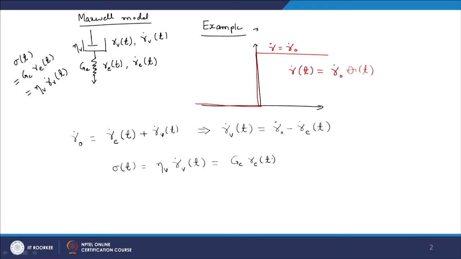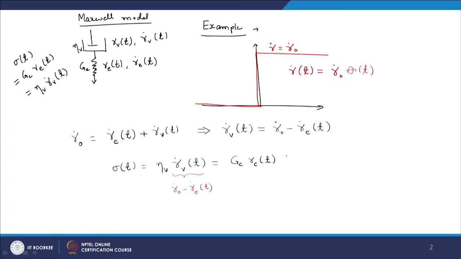Now, for reasons that will become obvious in a moment, we are choosing to write this in terms of gamma dot minus gamma E dot, that would simplify the analysis. So now you work in gamma E and gamma E dot terms. In the last example, we worked in gamma V and gamma V dot terms. So this would give me again eta V by G E, and then we have gamma naught dot minus gamma E dot of t is equal to gamma E of t. This ratio is again our tau.